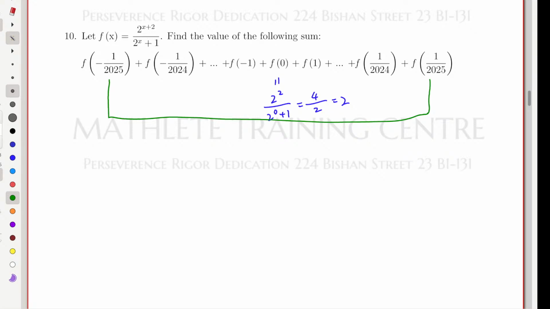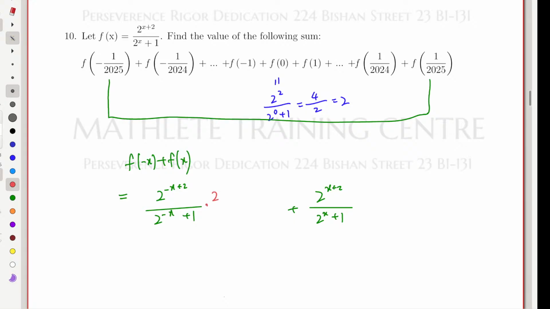If you do pairings in this way, then you realize what I'm pairing here is actually f of minus x together with f of plus x. And hopefully this will be something that's nice for us. Turns out it is indeed nice because you have 2 to the power minus x plus 2 over 2 to the power minus x plus 1. And then the way we will settle the first term, okay, let me write out the second term first. The way we'll settle the first term is we'll multiply by 2 to the power x over 2 to the power x on both the top and the bottom.